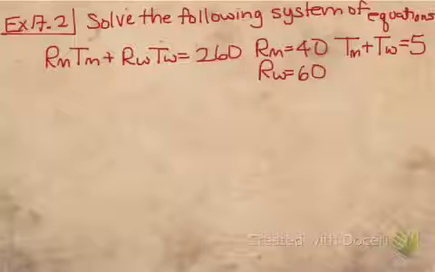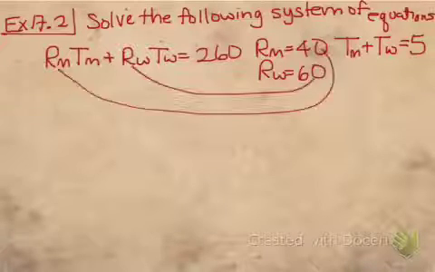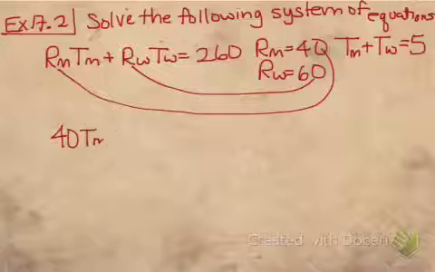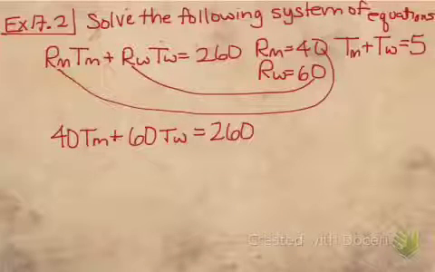Solve the following system of equations. In this case, you've got a lot of different pieces of information. r sub m t sub m plus r sub w t sub w equals 260. r sub m is 40, r sub w is 60, and t sub m plus t sub w equals 5. The easiest thing to plug in right here is r sub m and r sub w, which equal 40 and 60. So we'll plug those two in.